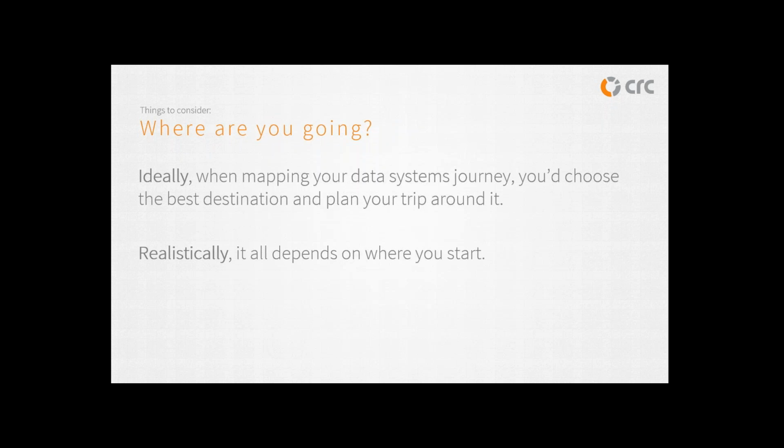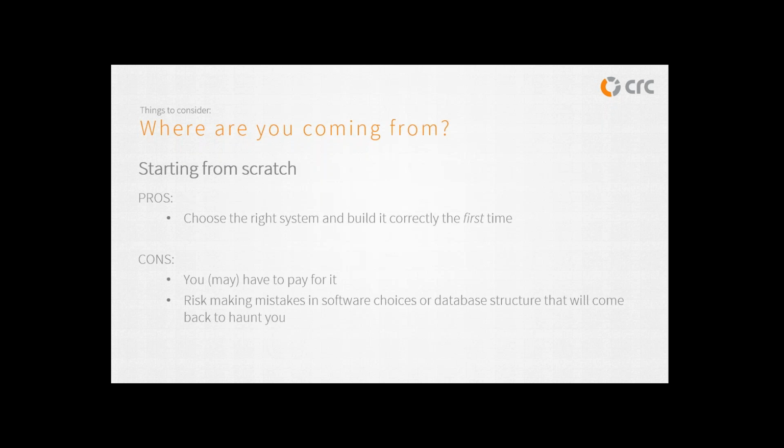So here are some things to consider. Where are you going? Ideally, when you're mapping out this data systems journey, you're going to choose the best system for you and then plan the journey around it. But realistically, this is all going to depend on where you start, right? You may be starting from scratch, and the pros of starting from scratch are that you get to choose the right system and build it correctly the first time, which is great if that's the position that you're in, that you have just data on paper, or you've been keeping count in your head and you're ready to move to an electronic system. You're in a great position to choose the right system and build everything correctly.